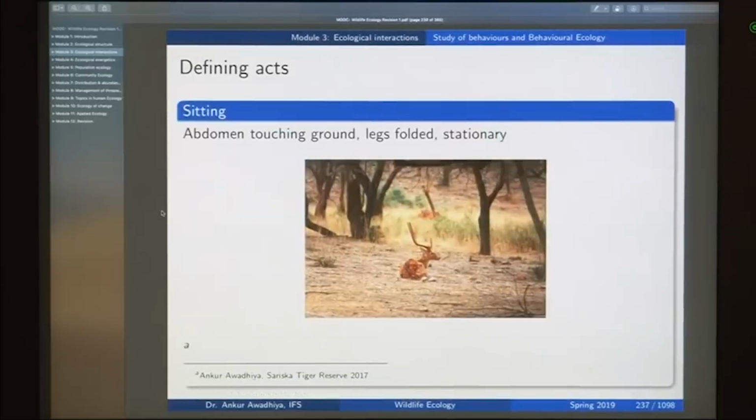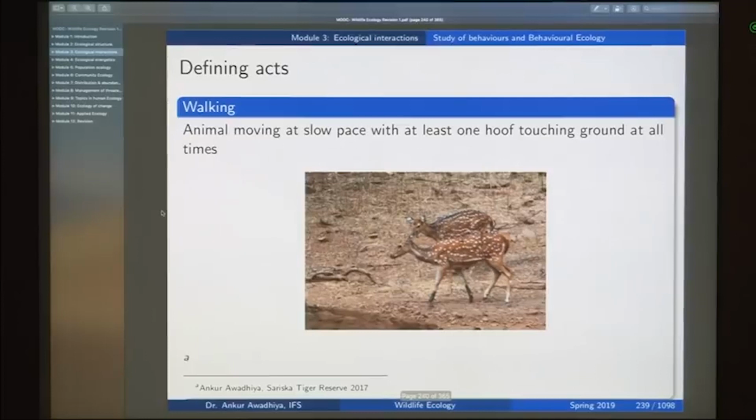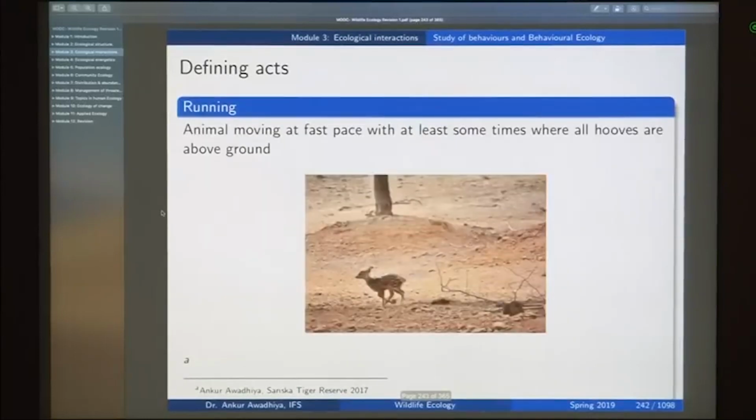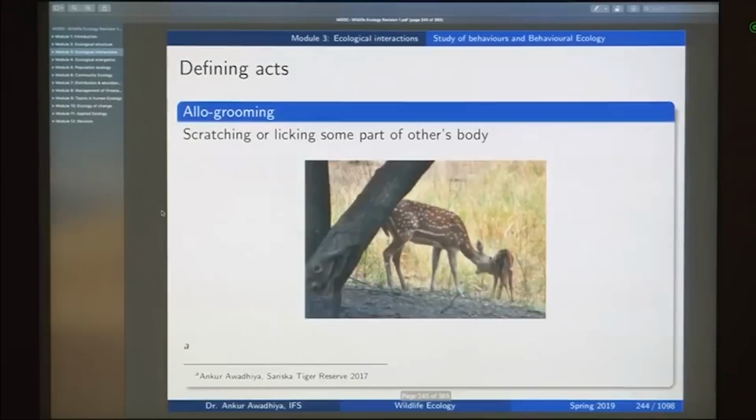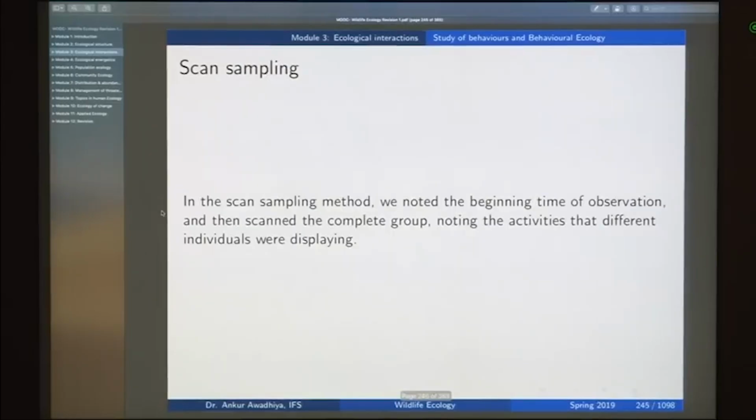And then we define different acts, what is sitting, what is standing, what is walking, looking, feeding, and so on, so that every person who is having a look at your ethogram should be able to understand what exactly each and every one of these activities means, such as auto grooming is scratching or licking some part of one's own body. So, you are grooming yourself. Allo grooming is you are grooming somebody else, scratching or licking part of somebody else's body.